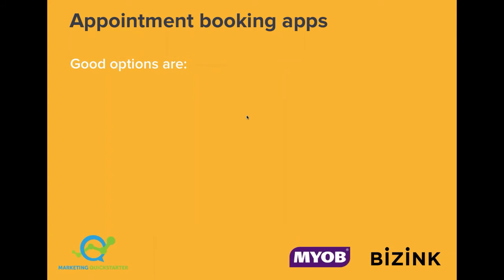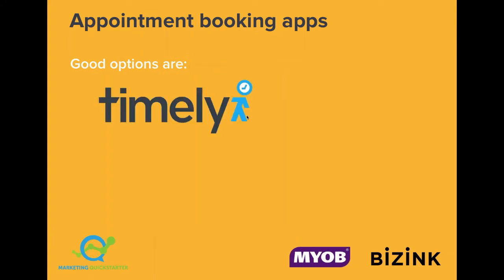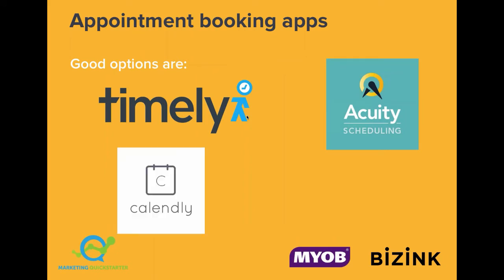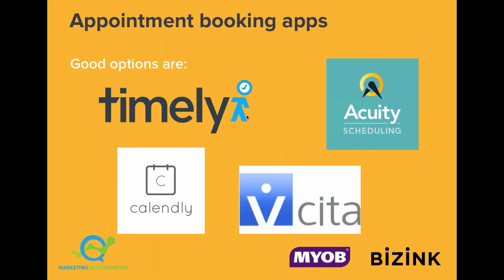So the type of apps you might want to use, there's Timely, which is a good one, Acuity, that's one that we use here at Bizink. Calendly is another good one, and vCita is one that we've seen quite a few of our clients using. So one of the fears that we have when we're talking to firms about this is they think that they're going to get the whole calendar booked out with appointments and they have no control over it. You don't have to open your whole calendar up. You can just open up certain slots, and that means that you can completely control that.